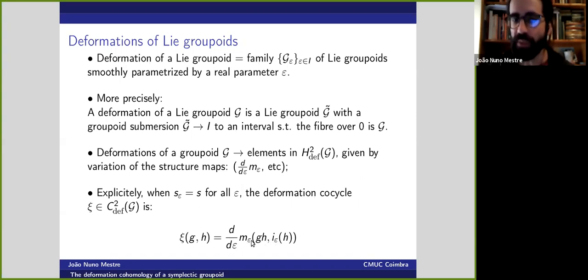So as ε varies, we get the curve in G, we take the tangent vector, and that gives us something in TG. The map that associates to a pair of composable arrows such a tangent vector is the deformation cocycle of this deformation. And what's important is that if you have two equivalent deformations, they give you the same cohomology class.